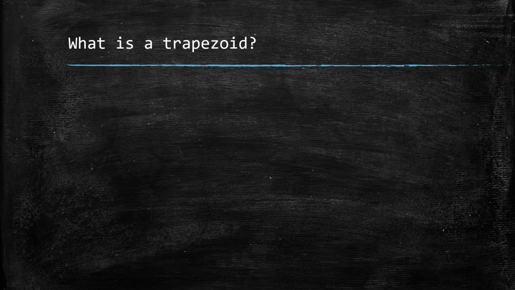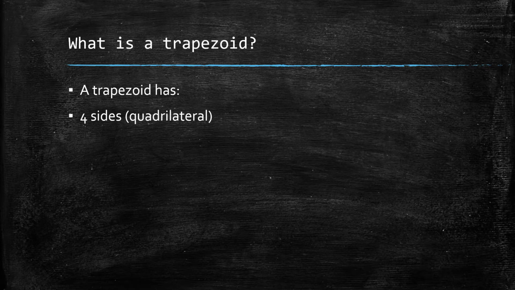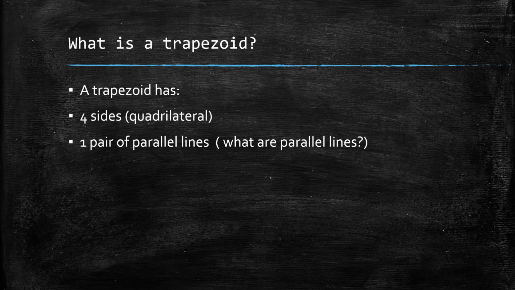So just what exactly is a trapezoid? A few things you need to pay attention to is that it has four sides, which is why you see in parentheses it is a quadrilateral. So it's in the same category as squares, rectangles, parallelograms, but it is just a little bit different, but it is still a quadrilateral. One of the most important things is it has only one pair of parallel lines. This is important to understand.